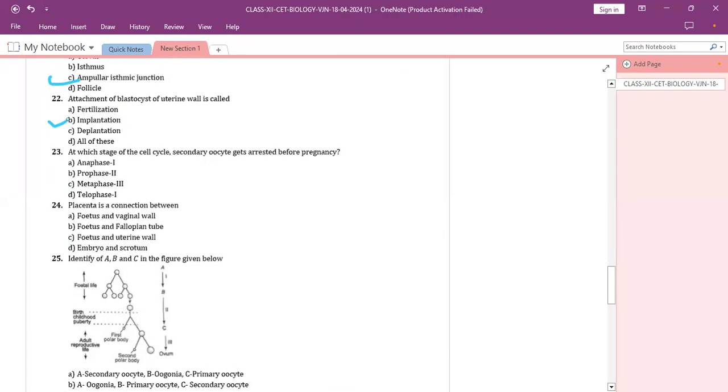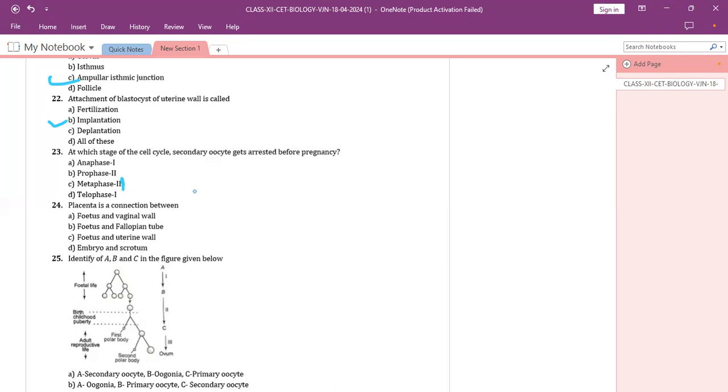23rd one. At which stage of the cell cycle does the secondary oocyte get arrested before pregnancy? Options are A, anaphase 1, B, prophase 2, C, metaphase 2. Students, this should be corrected. The option given is metaphase 3. Please make it metaphase 2.